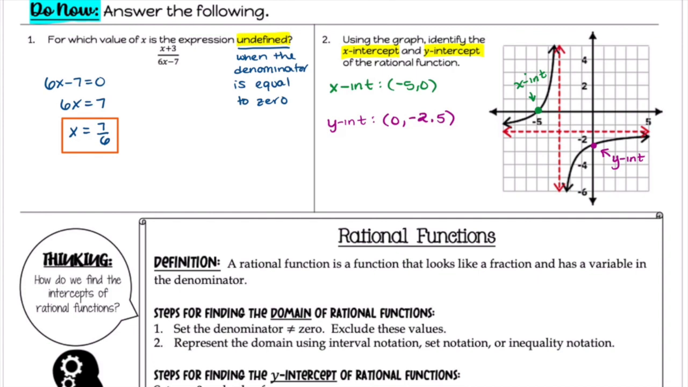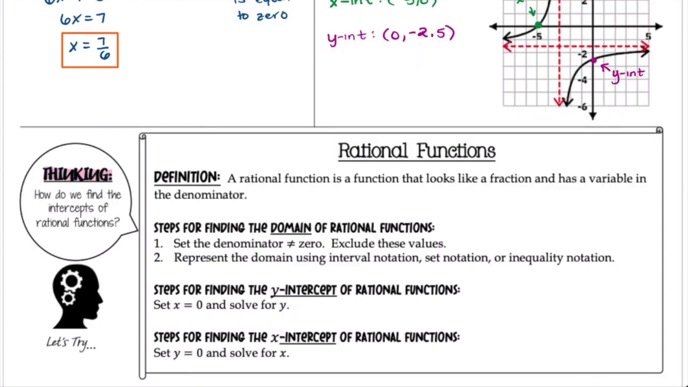So let's take a look at today's thinking. How do we find the intercepts of a rational function? A rational function is a function that looks like a fraction and has a variable in the denominator.